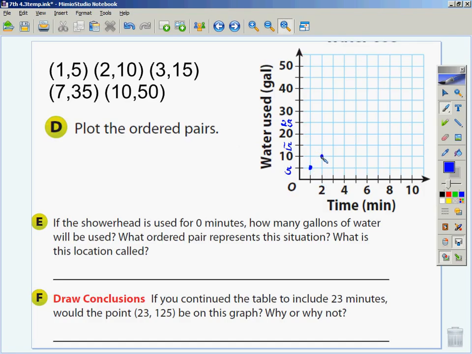This one's the ordered pair 2, 10. 3, 15. 7, 35. And then 10 and 50. Everybody with me on plotting them?